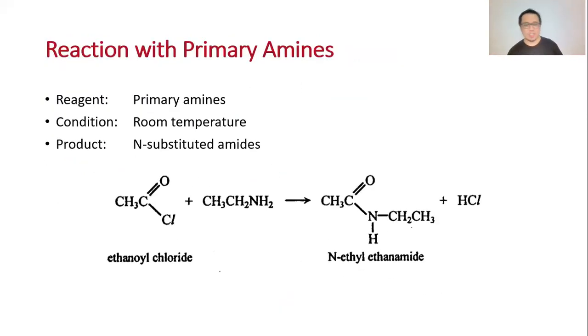This is the reaction of our acyl chloride, ethanoyl chloride, reacting with a primary amine. A primary amine, as you can see here, is where you have an amine nitrogen with only one alkyl group attached to it. The condition here is that you can do this reaction at room temperature. You are going to produce the N-substituted amides. In this case, your NH group is bonded to the C double bond O, and at the same time the NH group is also bonded to an alkyl group. That's why I call it the N-ethyl ethanamide, right?